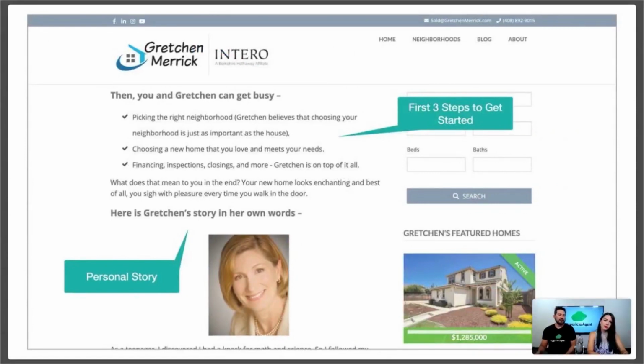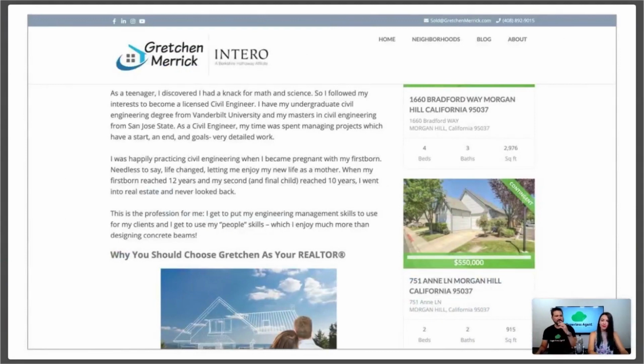Then, like in that format, it said share the first 3 steps to get started. So there's the first few steps of this is what you're going to do. Pick the right neighborhood, choose a home, and then get into the financing, inspection, and closing. Then we get into the personal story. I'm not going to read the personal story, but I just know that the personal story is in there, so that what that personal story does is it starts to draw that connection.